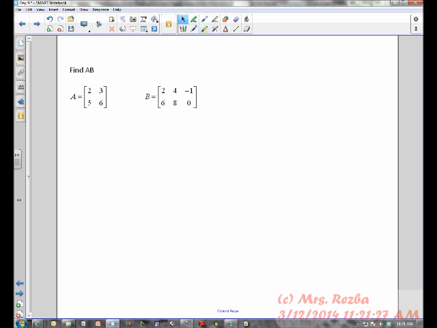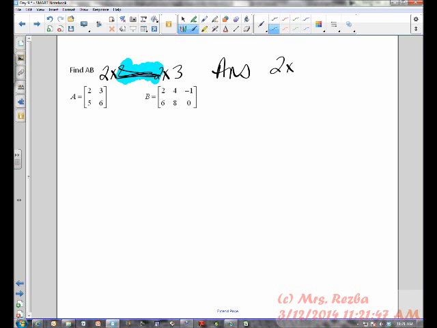We're going to do A times B. First, let's do a dimension check. A is 2 times 2. B has 2 rows times 3 columns. Is the number of columns in A equal to the number of rows in B? Yes. So that goes bye-bye. So we know our answer is going to be a 2 by 3 matrix. So we can make that right now.